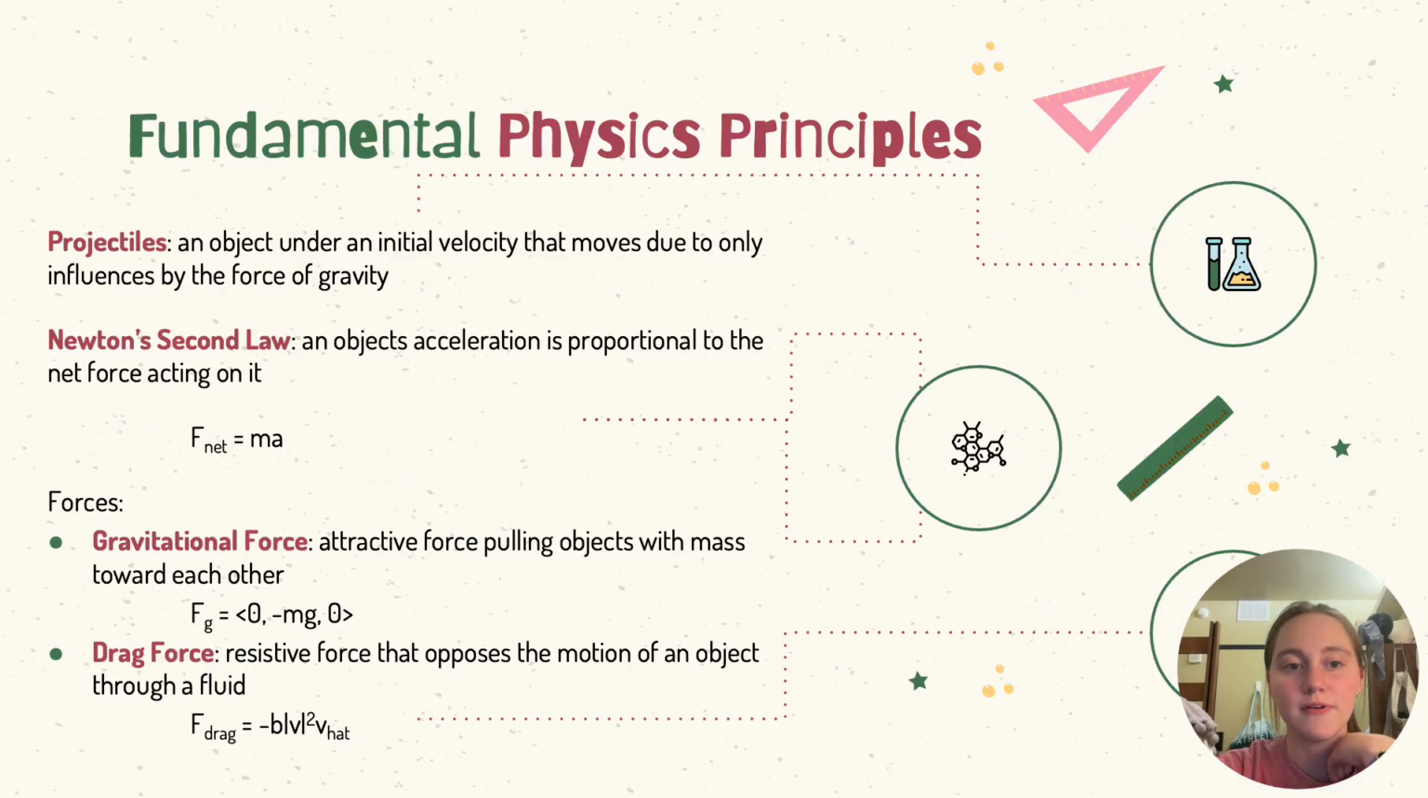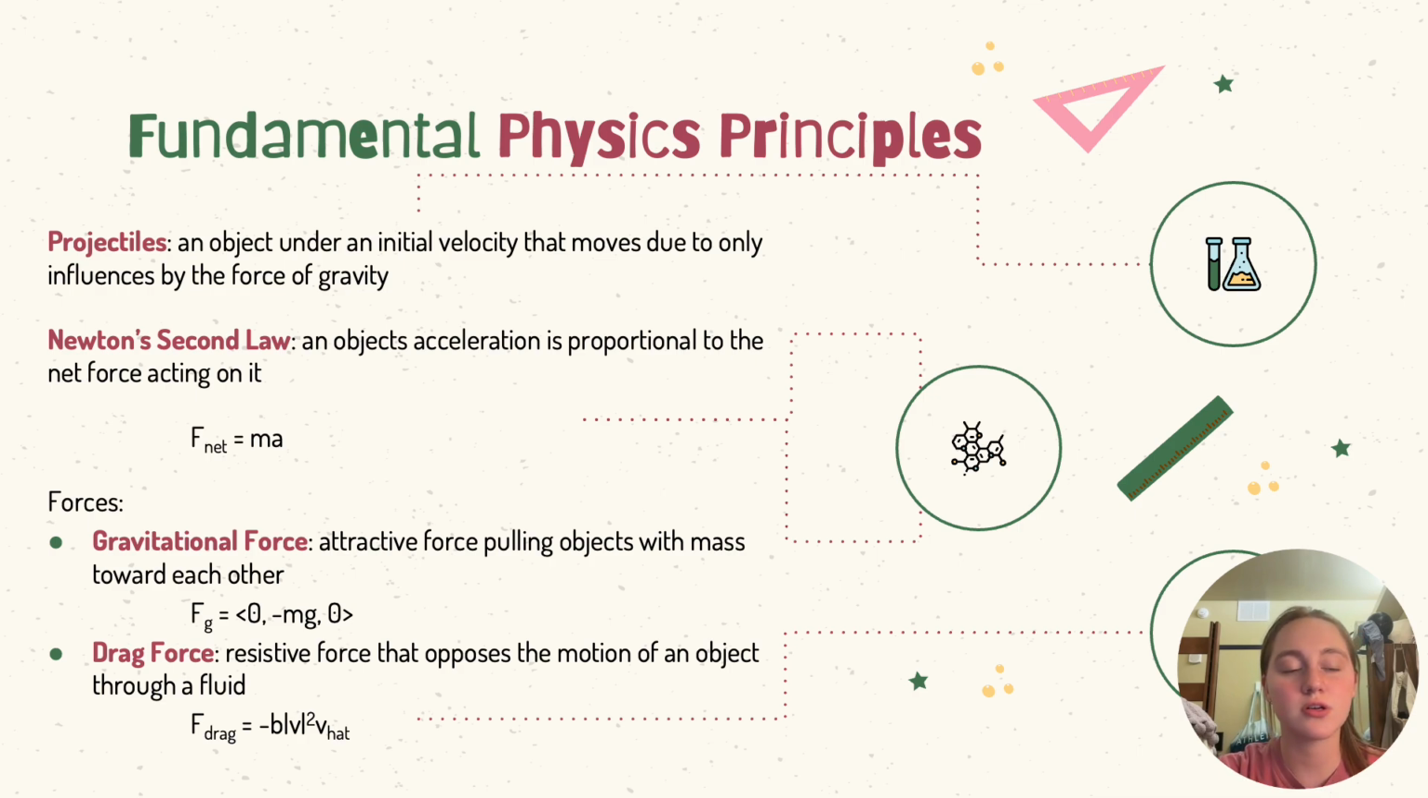There are a couple key fundamental physics principles in this lab. First is the definition of projectiles, which states that an object under an initial velocity moves due to only the influence of the force of gravity. Newton's second law states that an object's acceleration is proportional to the net force acting on it. Therefore, F net equals ma.